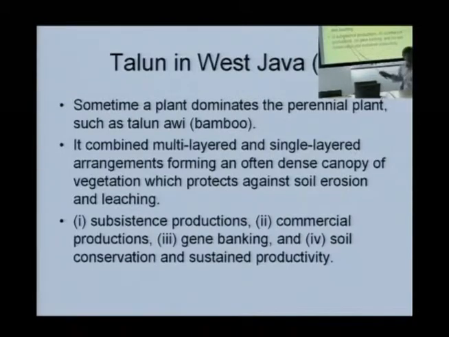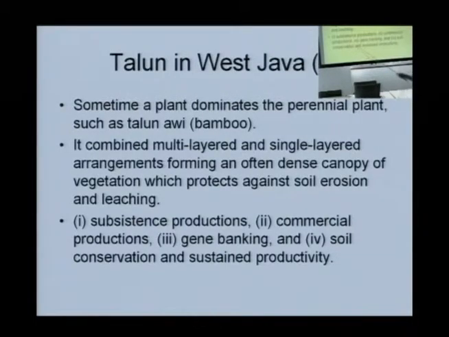And subsistence production, but it has the characteristic of commercial production and game banking, because Tarun is a kind of tropical rainforest. So many species of plants, insects, and sometimes animals live there. So from the point of diversity, it has important characteristics.